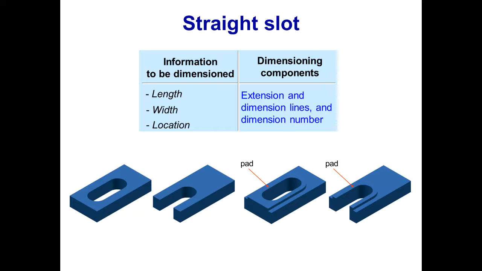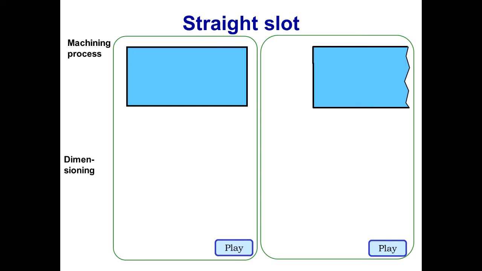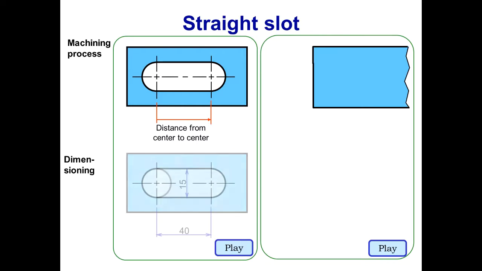The information to be dimensioned from the straight slot is the length, width, and the location, and the dimensioning components that we can use are the extension and the dimension lines and the dimension numbers. So for example, for the straight slot, this is the machining process. You drill a hole and you extend that hole, so you will create a slot. Now the distance will be from the center of the first hole to the center of the second hole. This will be the distance from center to center.